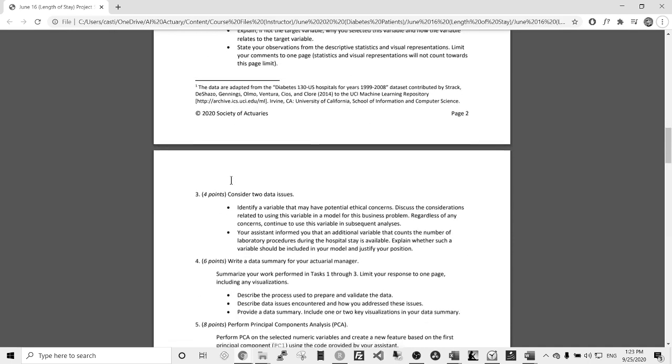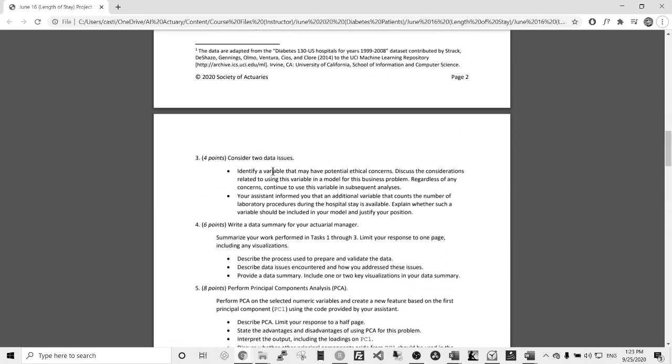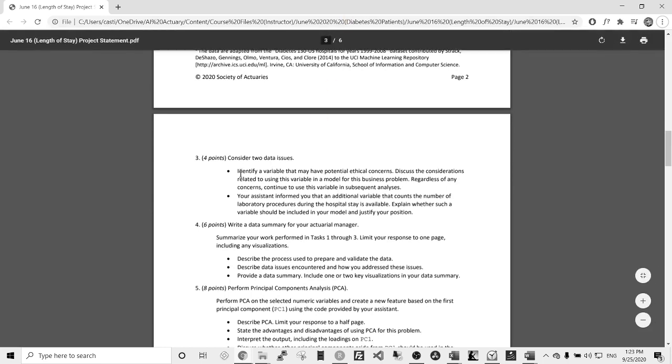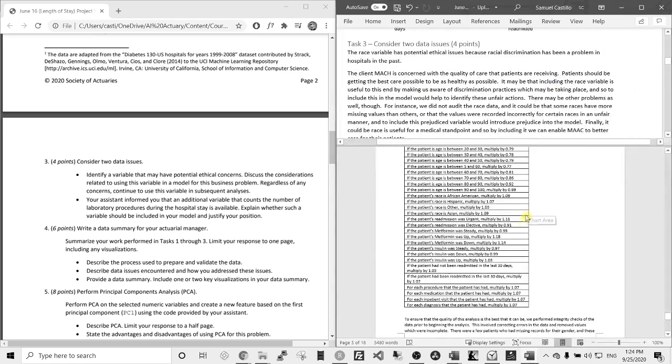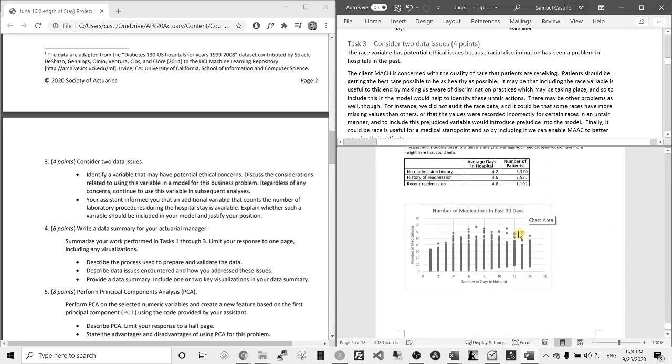So here in task 3, they said, identify 2 data issues. So think about it like this. The project statement is asking a question, and your report is answering that question. So this question was, what are the potential ethical concerns of using race in the model? And then you can answer that question here in the report.